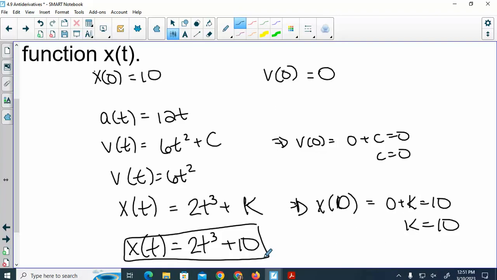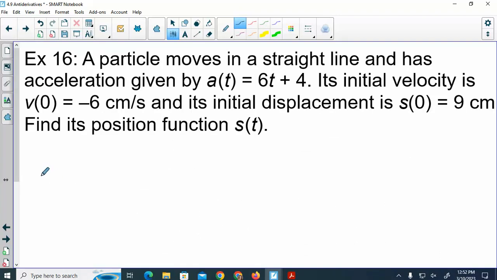I think I'm probably just going to do one more for today. So we have a particle that moves in a straight line and has an acceleration a of t equals 6t plus 4. The initial velocity, so v of 0, is -6. Initial displacement, this one used s for the position function instead of x, but it's the same thing. We're trying to find the position function.